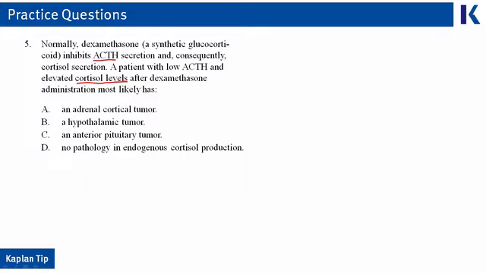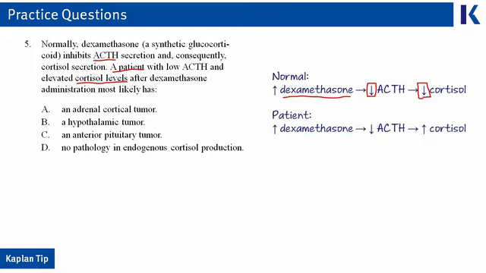Let's take this question a little bit more slowly. The question stem tells us that normally having dexamethasone in the system means that ACTH secretion goes down and cortisol levels also go down. But then there is this patient who has low ACTH and high cortisol, even though we gave him dexamethasone. And the question asks us, this patient, what's wrong with him? The answer choices say, does he have a tumor on his adrenal cortex? Does he have a tumor on his hypothalamus, his anterior pituitary, or is there actually nothing wrong with him?